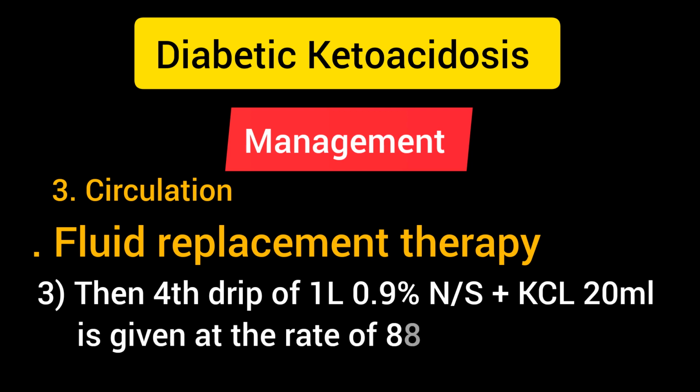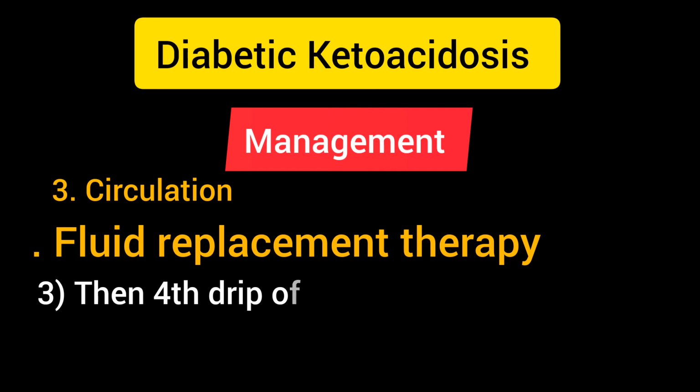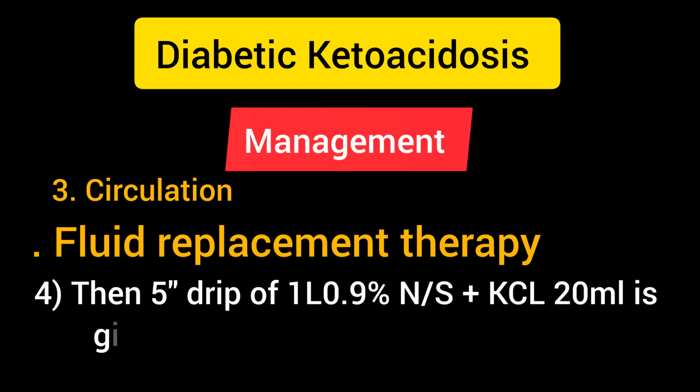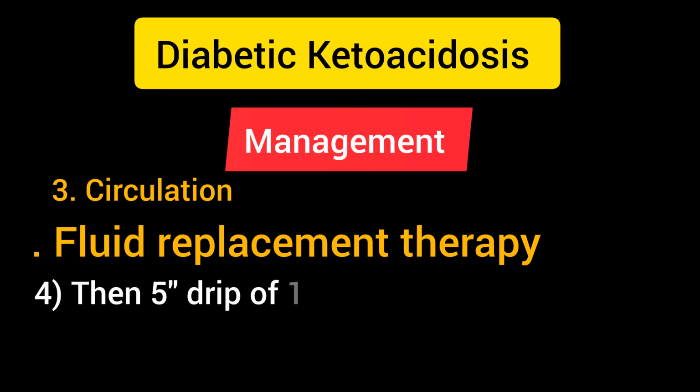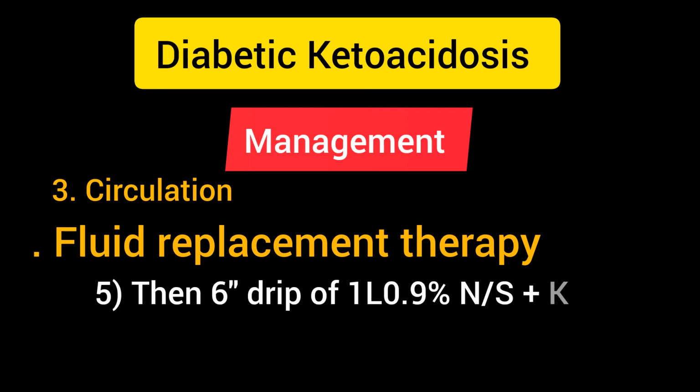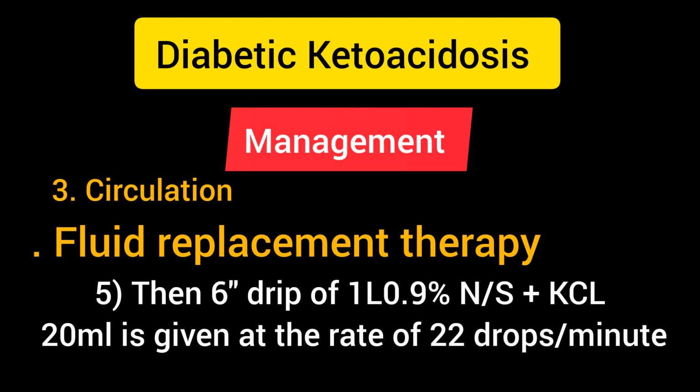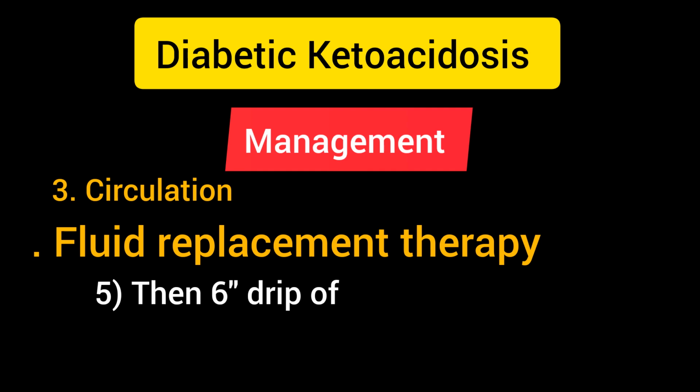Number 3. Then fourth drip of 1 liter 0.9% normal saline plus KCl 20 ml is given at the rate of 88 drops per minute. Number 4. Then fifth drip of 1 liter 0.9% normal saline plus KCl 20 ml is given at the rate of 33 drops per minute. Number 5. Then sixth drip of 1 liter 0.9% normal saline plus KCl 20 ml is given at the rate of 22 drops per minute.